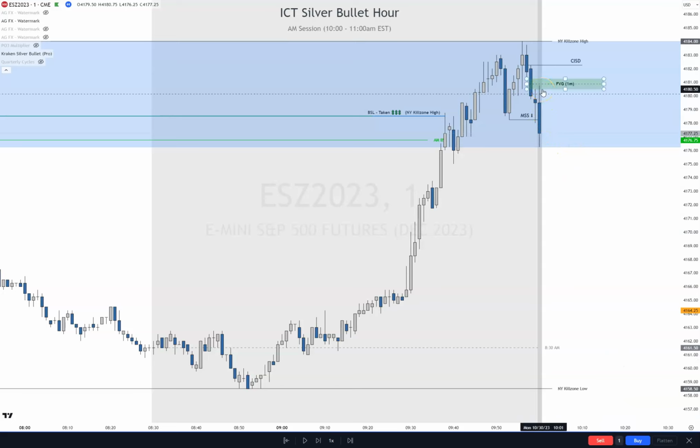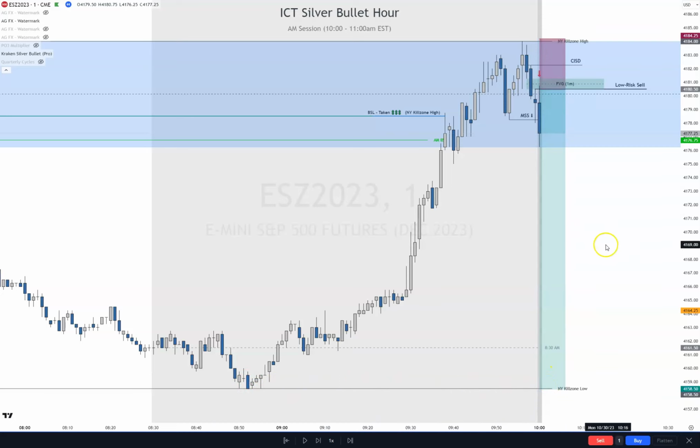It's 4 handles up higher is where we'd be taking it. But to me, that would be the low risk sell right there. I would short there, and you could go there. And where am I going to? Well, I'm going to the New York Killzone low, these lows right here.